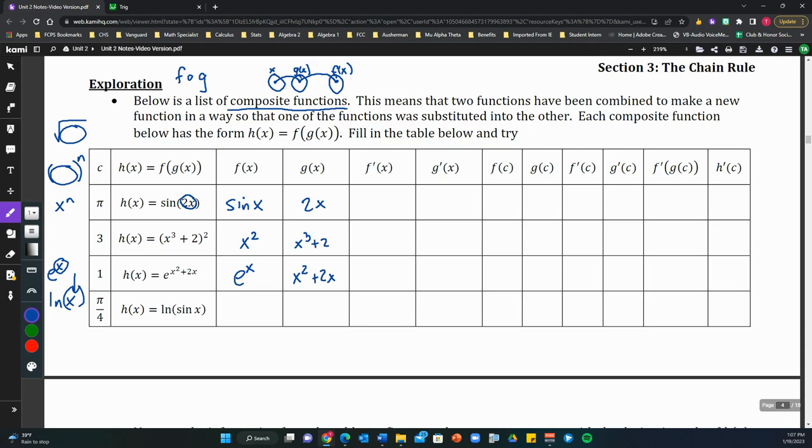And then the last one, h of x equals natural log of sine of x. My inside, the argument there, would be sine. If I took that out, put x back in its spot, we would have natural log of x.